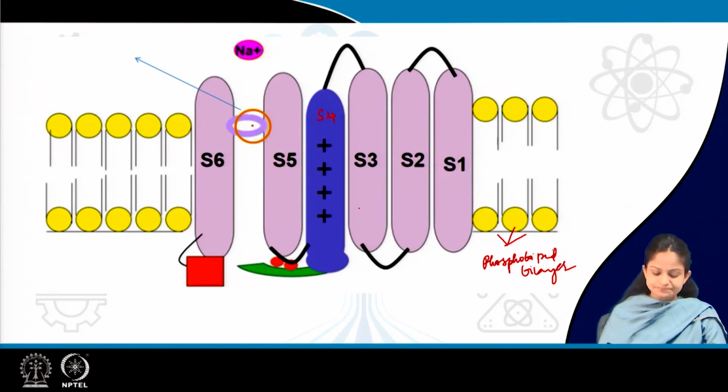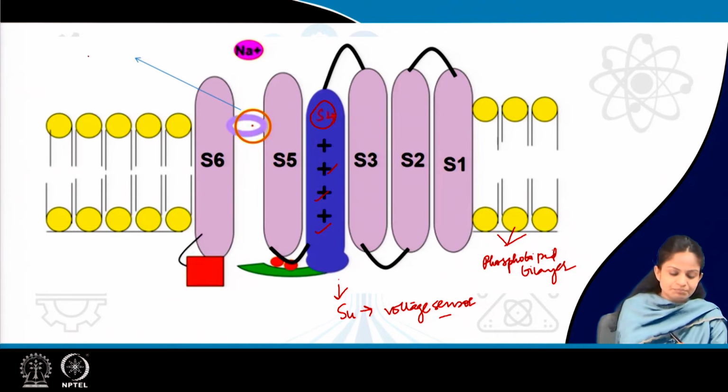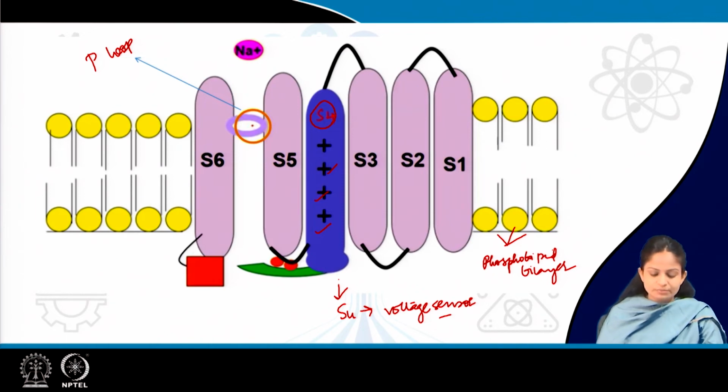What we can see, this S4 consists of a number of positive charges. This is S4, and I told you that S4 is nothing but the voltage sensor in the ion channel, specifically the sodium ion channel. Between S5 and S6, this is the P loop or the selectivity filter, and from here, as you can see, this is the pore the sodium ions will pass through.